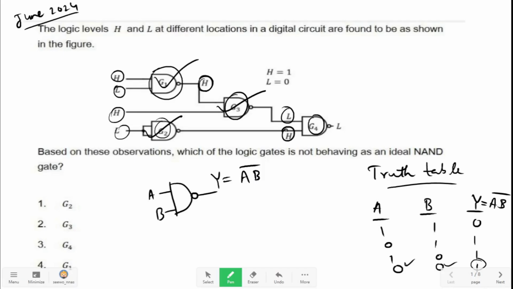In the case of G4, the inputs are low and high, but still we are getting low as the output, which is not expected, because the only way we get the output as low in the NAND gate is when both the inputs are high. But here you can see this input is low and this input is high. One input is low, still we are getting low. So this gate G4 is not behaving as an ideal NAND gate. Therefore, option 3 is the correct answer here. G4 is not behaving as an ideal NAND gate.